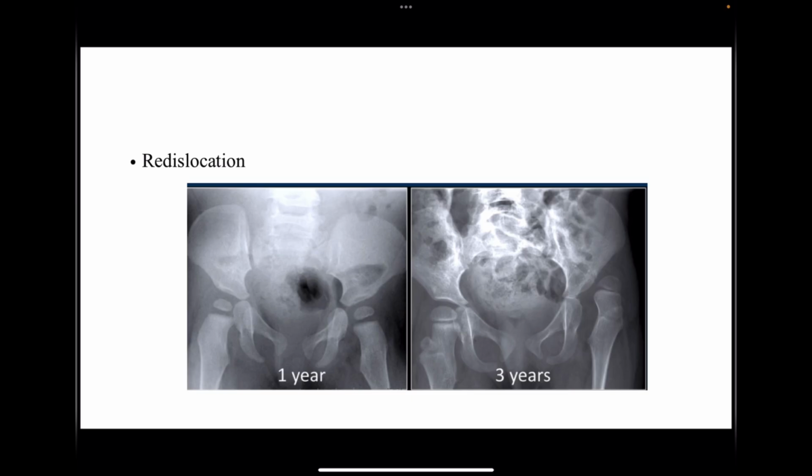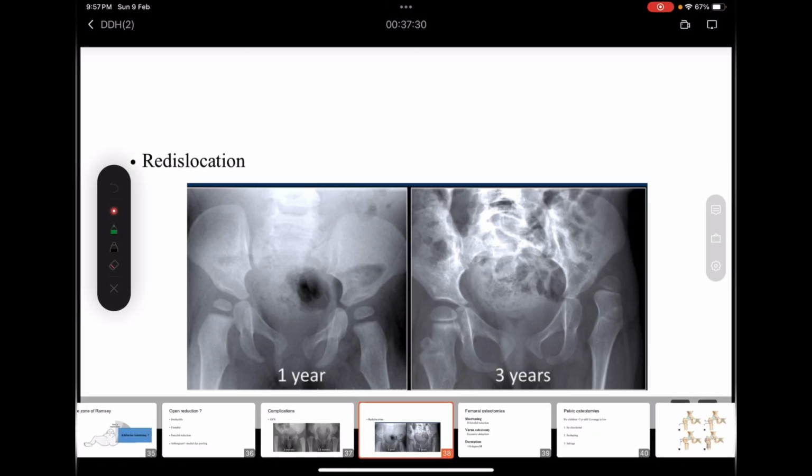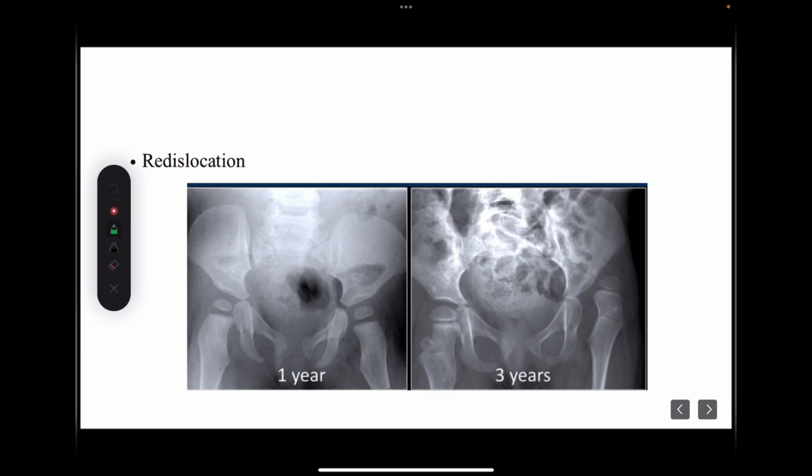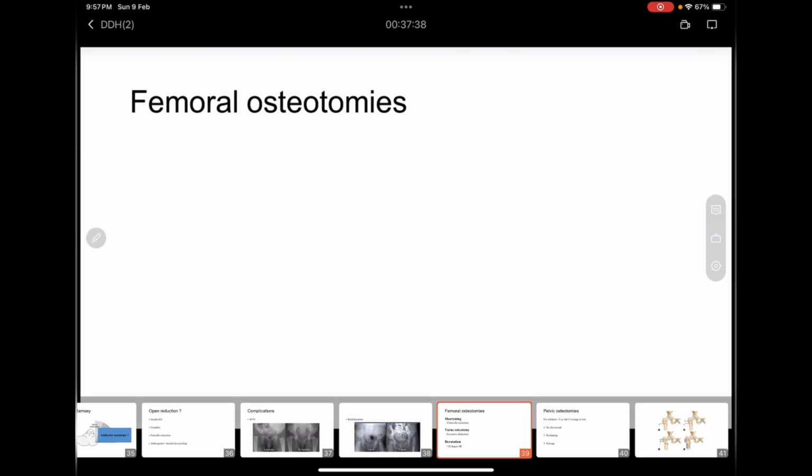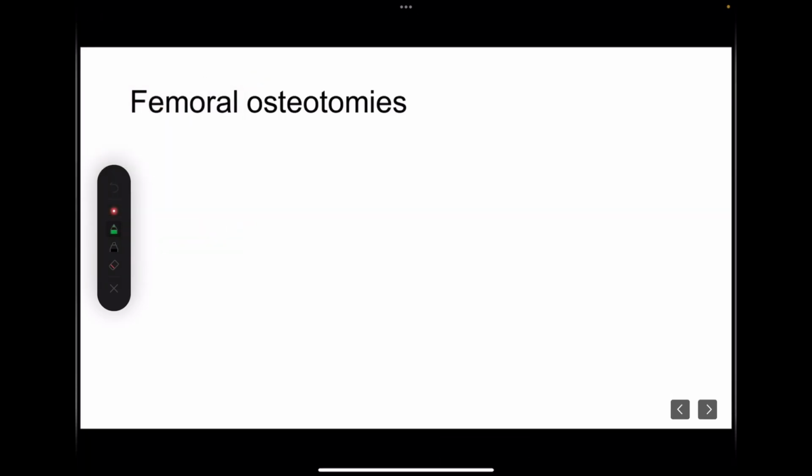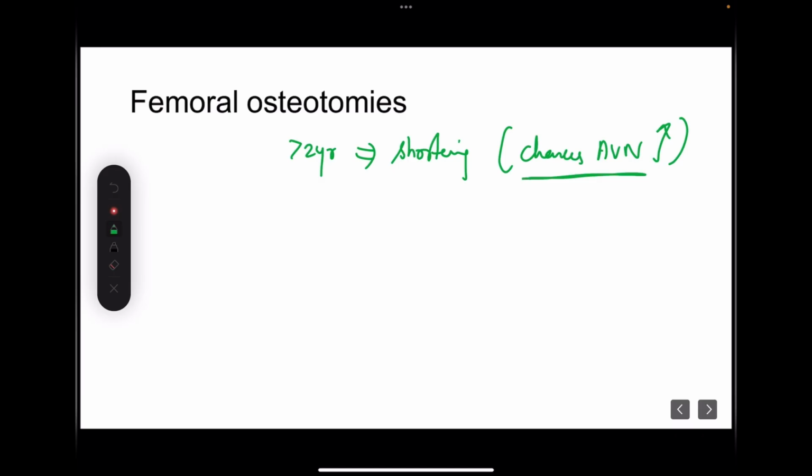Another complication is redislocation. At 1 year of age, on the left sided radiograph both the hips are in their place, maybe they have reduced the hip, but after 3 years the right sided hip has been dislocated. So this is also one complication. Now coming to the osteotomies, femoral osteotomies, I have already told that after 2 years of age always go for shortening of the femur, because chances of AVN are high after that age, because reduction is mostly forceful.